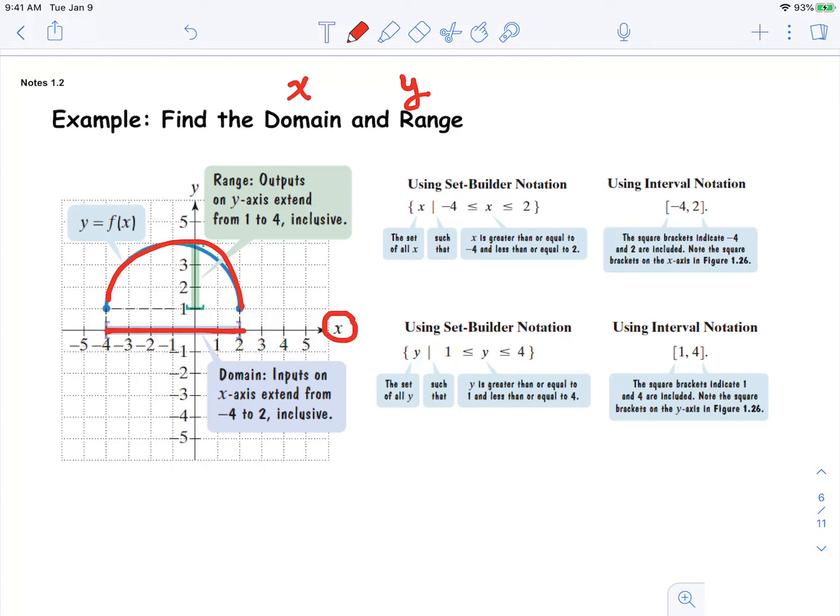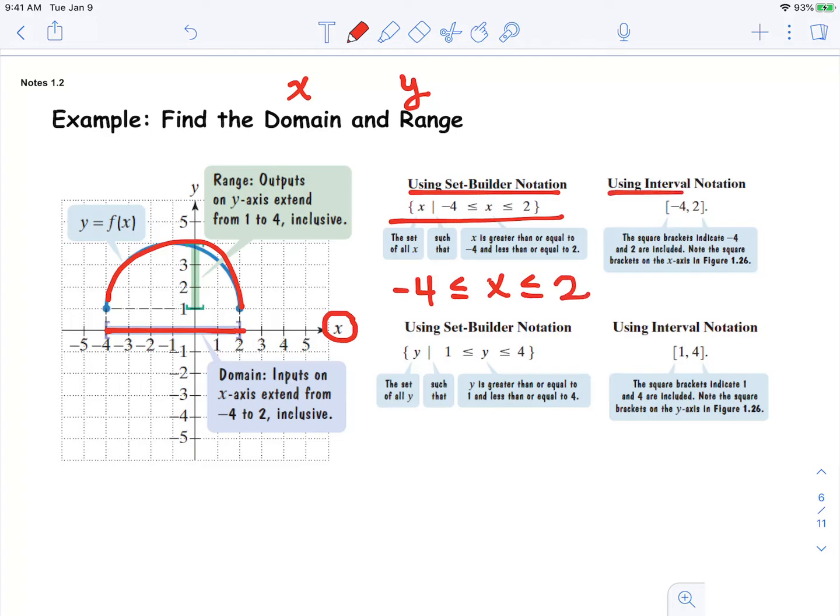So we can use set builder notation. It says x is greater than or equal to -2 and less than or equal to 2. You can also write it like this, just as a compound inequality.